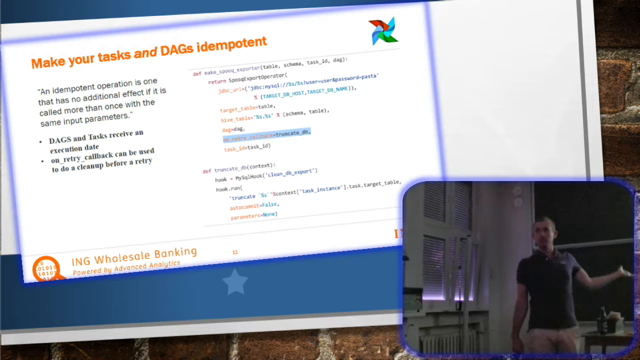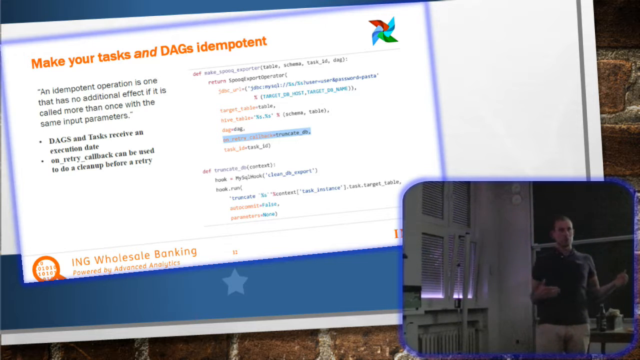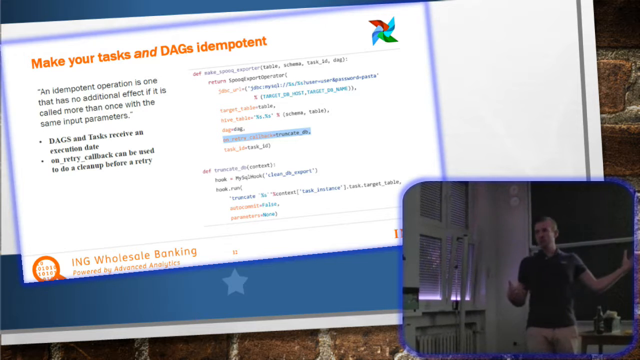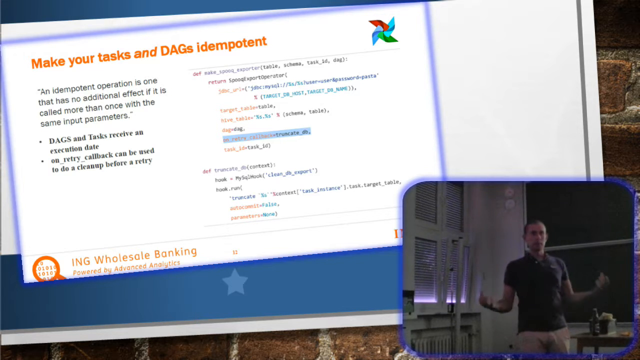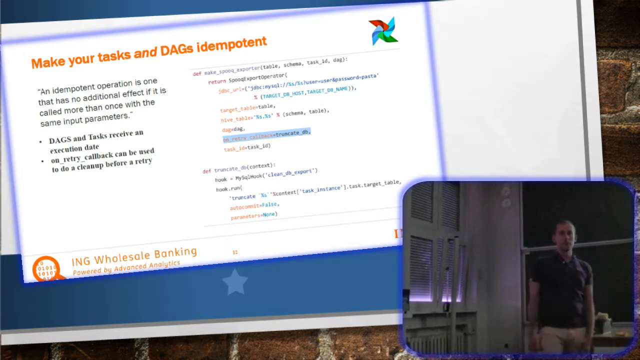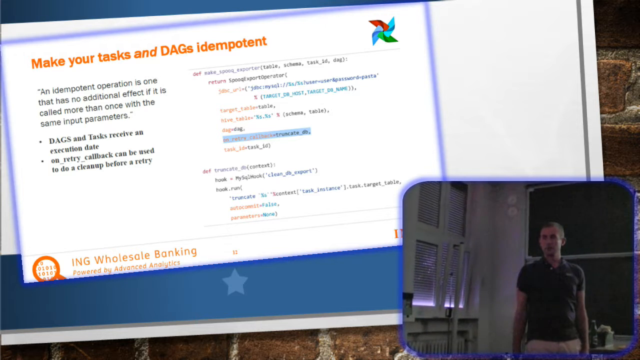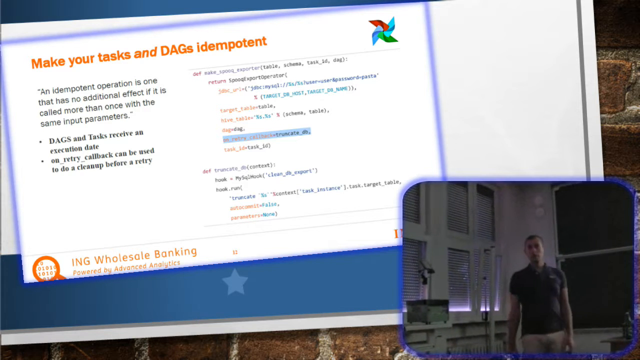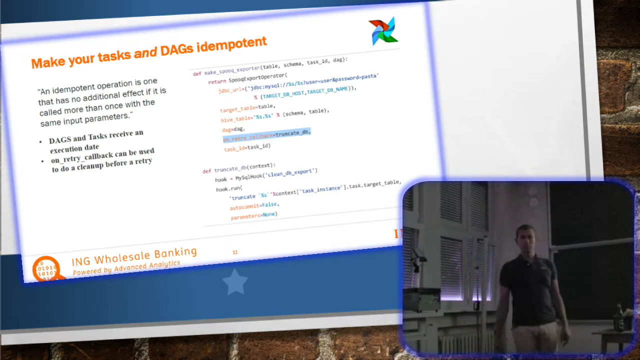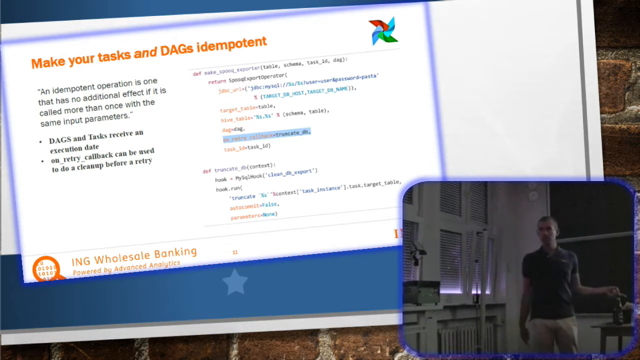You can do whatever you want, but you can reset the state in such a way that that task can actually rerun on a retry and deliver the same kind of result. So we allow you to have a very dynamic way of dealing with these kinds of issues, but doing that in a manageable way. Any questions around this?